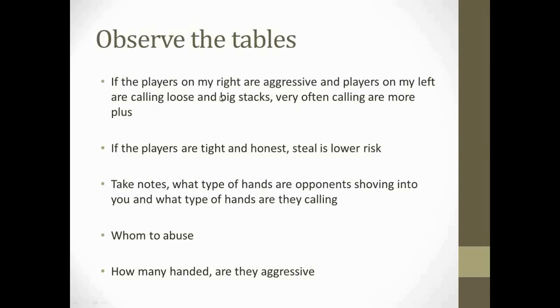But on the other hand, say the players are not that aggressive on my right, and on my left people have average stacks, about the same stack as me. Then I have tons of fold equity and they're not calling really tight, so I'm really looking to shove really wide. So my shove is going to adjust slightly to how the whole table is formed.